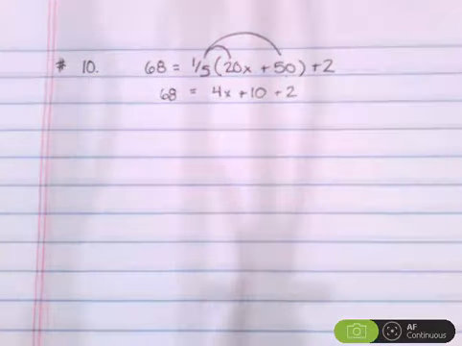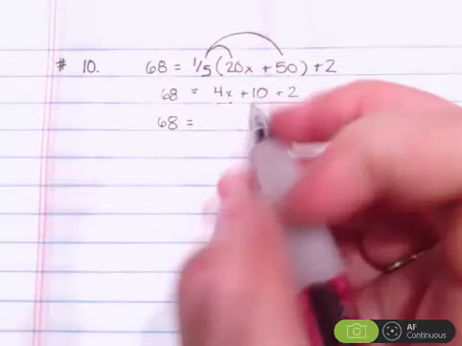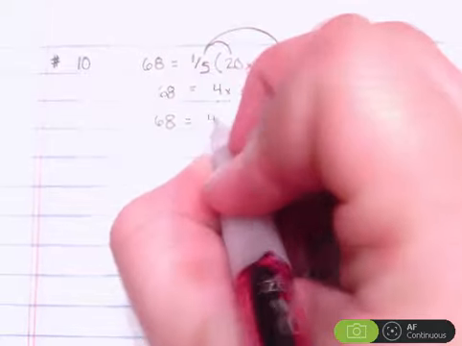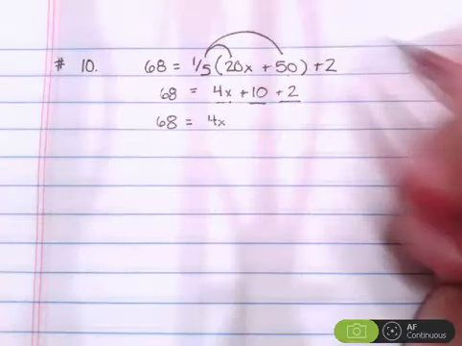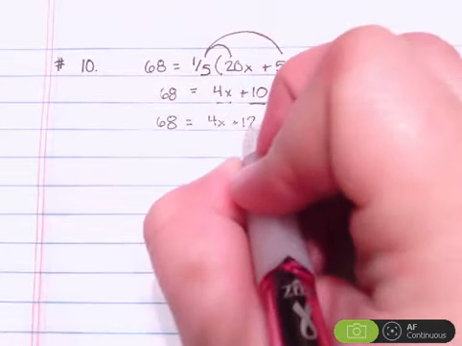Then we're going to combine like terms. So there's nothing else on this side, so we still have the 68. There's no other x's, so it's just 4x. And then I have a number and a number, so 10 plus 2 is 12.